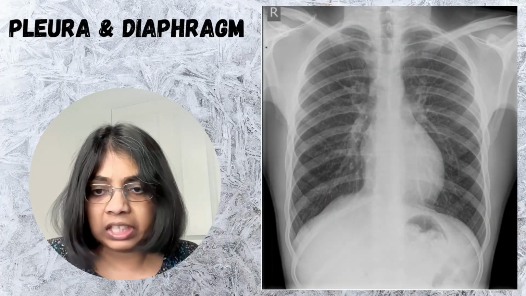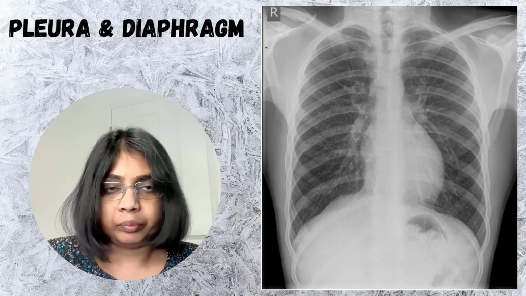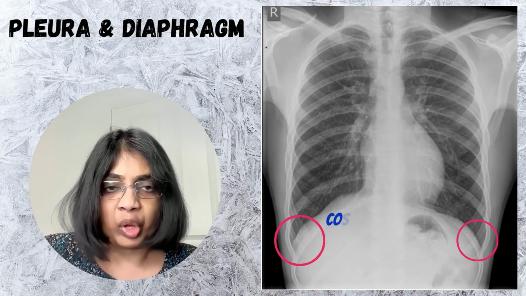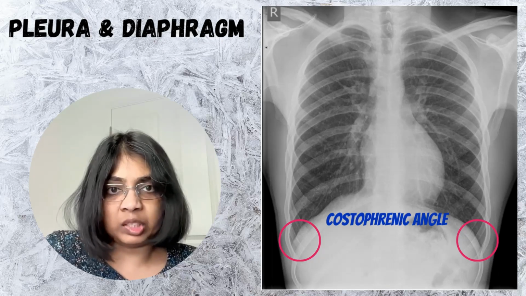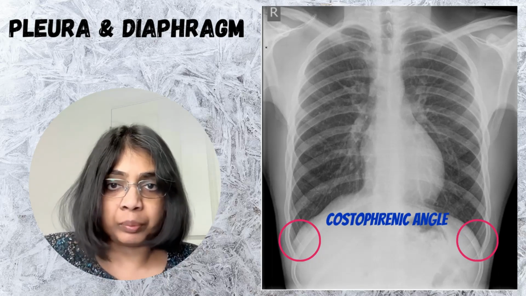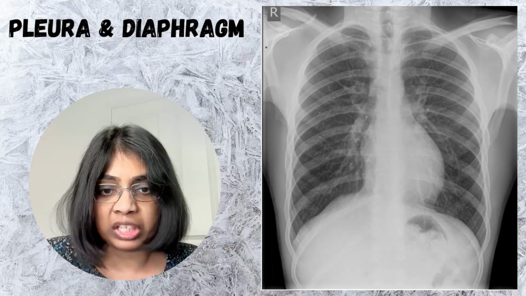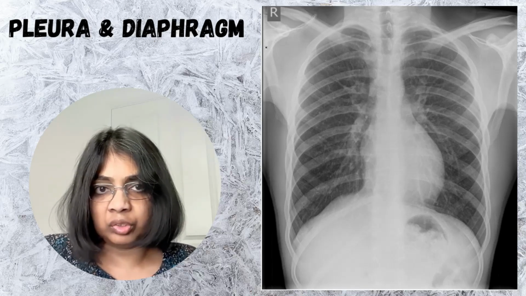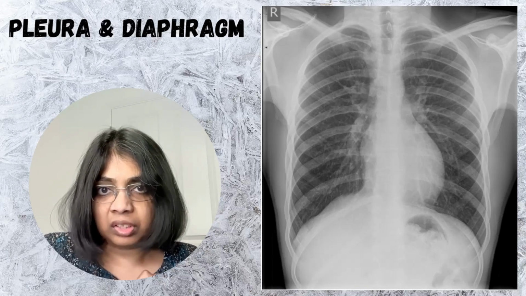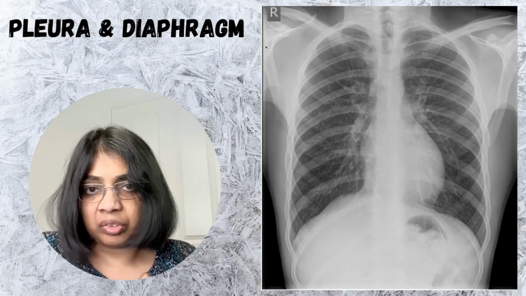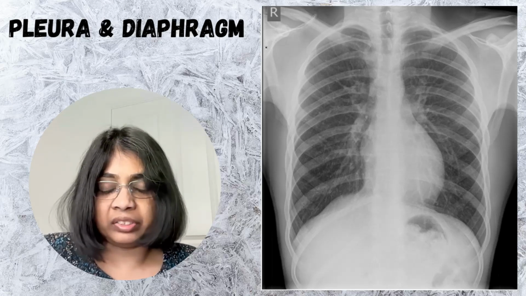Right, so next let's move on to the pleura. We're going to talk about the costophrenic angle, where the diaphragm meets the inner chest wall laterally. It's typically a sharp, acute angle, and blunting of the angle can indicate a pleural effusion. What's interesting to note is that it's been found that you need approximately 200 mils of pleural fluid before the costophrenic angle is blunted on a chest radiograph.